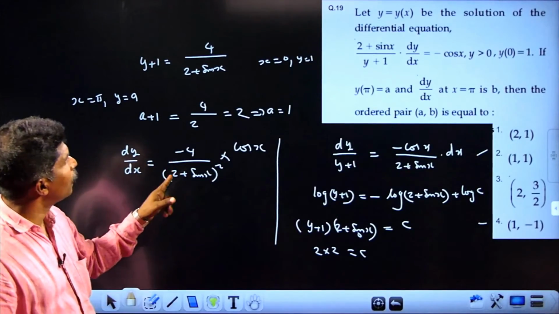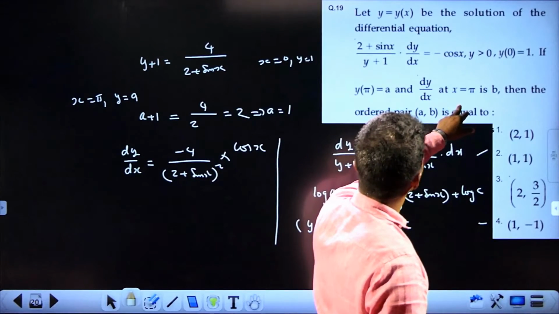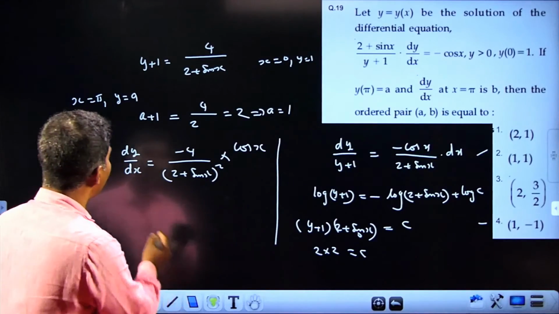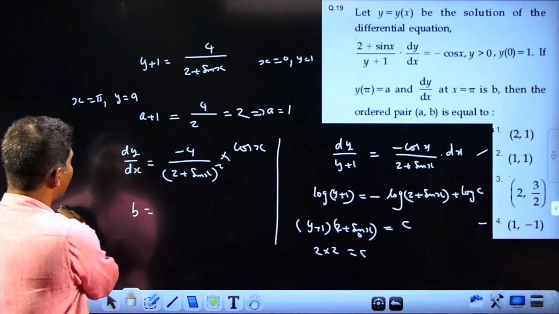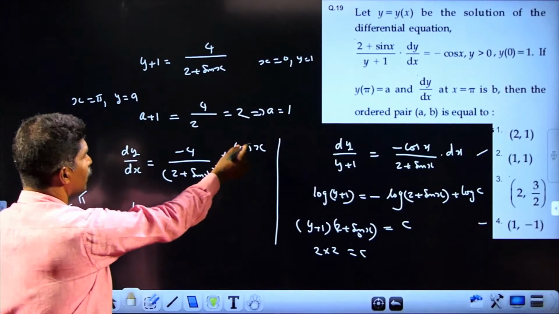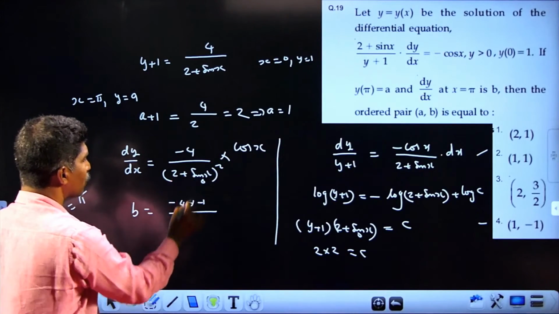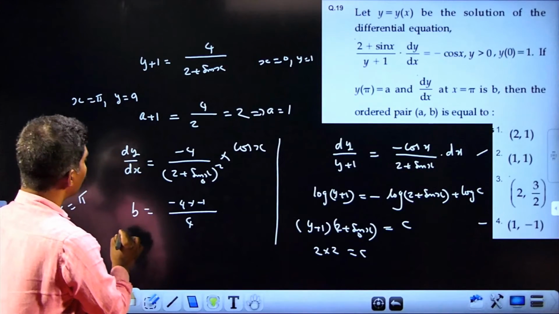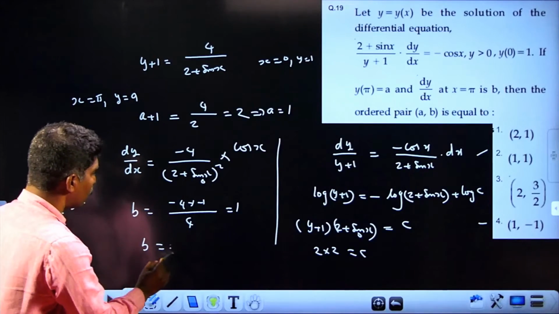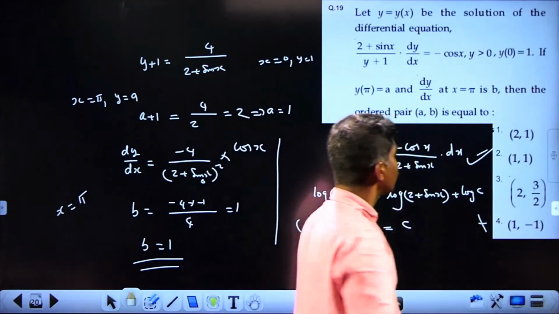Put x equal to... y is equal to b. Sorry, dy by dx is equal to b. Put x equal to what? x is equal to pi. So negative 4 into cos pi, which is negative 1, divided by 2 plus 0, 2 squared, 4. So b is equal to 4 by 4, that is equal to 1. So b is equal to 1. a equal to 1, b equal to 1. So option 2 is right.